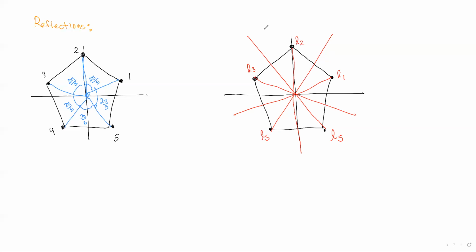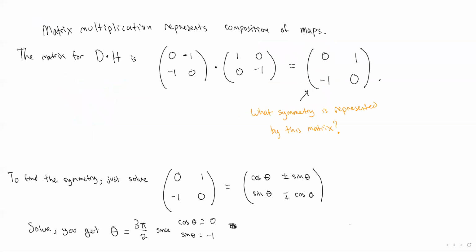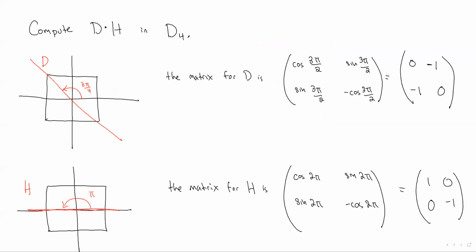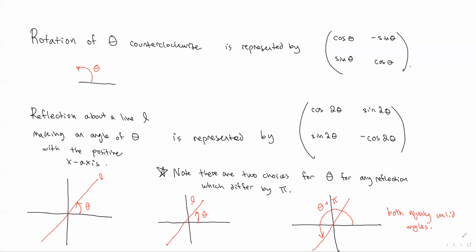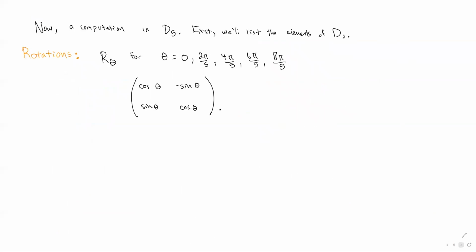So now I have to find the angle each of these lines makes with the positive x-axis. Because of the description I gave for the reflection matrix, I need to know the angle that each line makes with the positive x-axis to find the matrix. So what is the angle for L1?